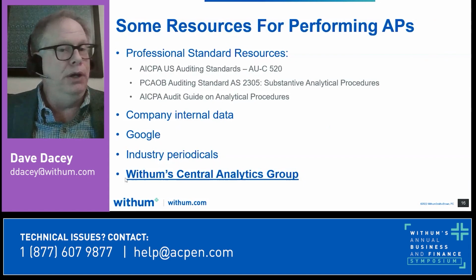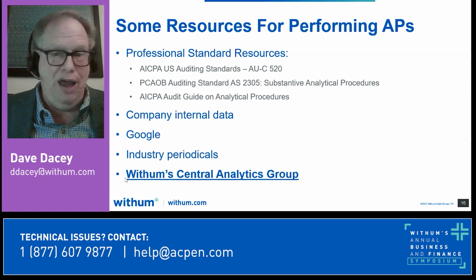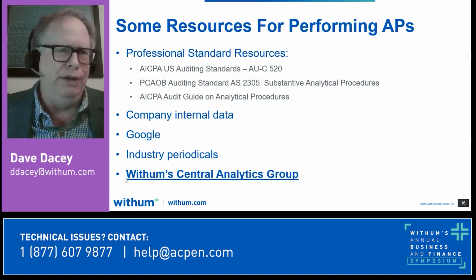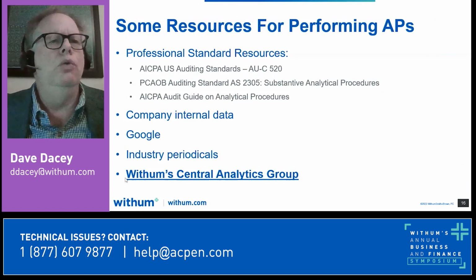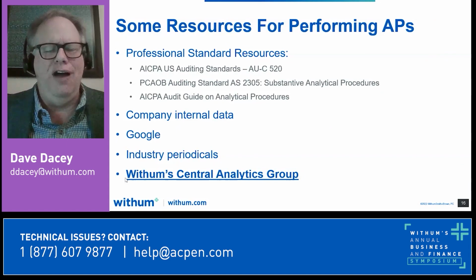If you're in the public company arena, you look at PCAOB auditing standard AS 2305. That's all public information. There's resources for auditors, and auditing standards are part of that. You can just go to Google and click PCAOB auditing standards, and it'll take you right to a website in order to allow you to find that information.